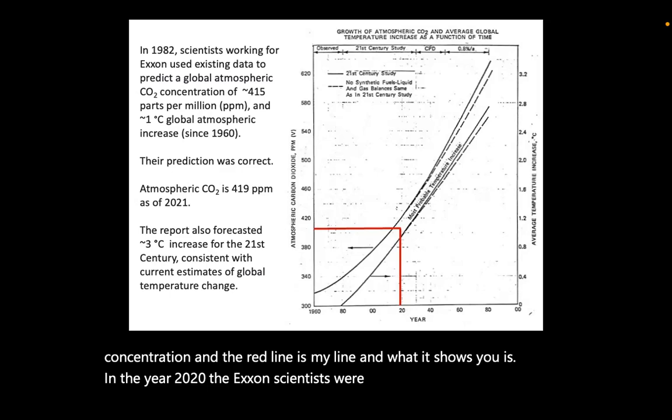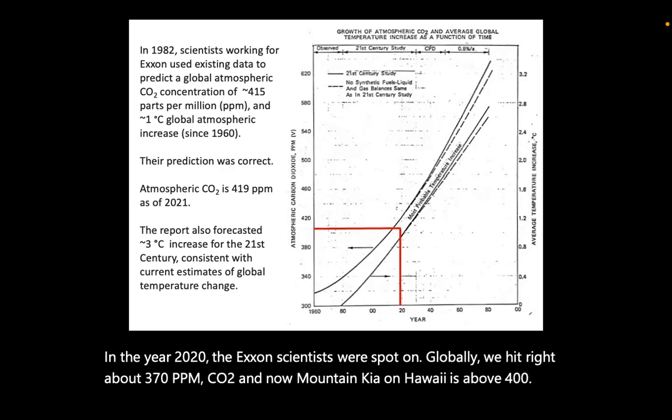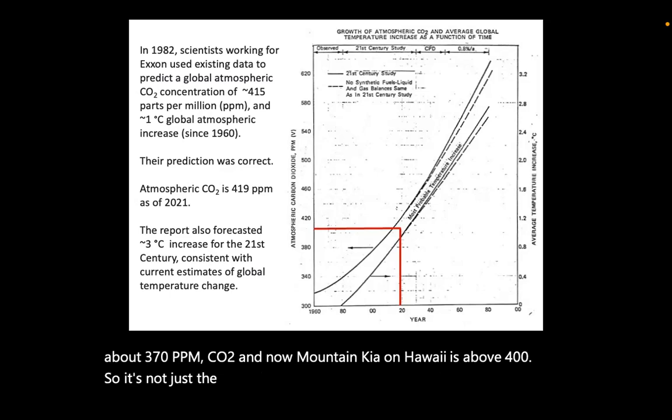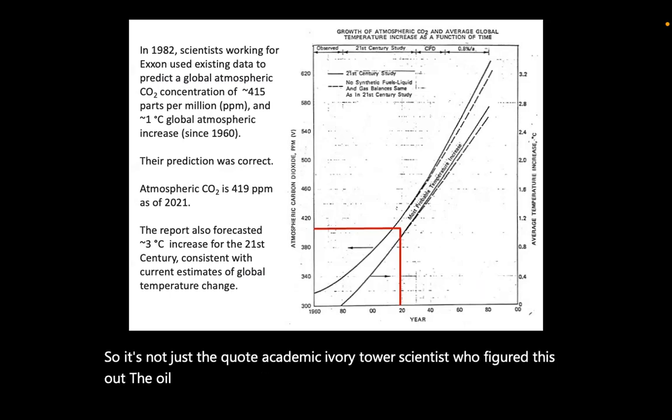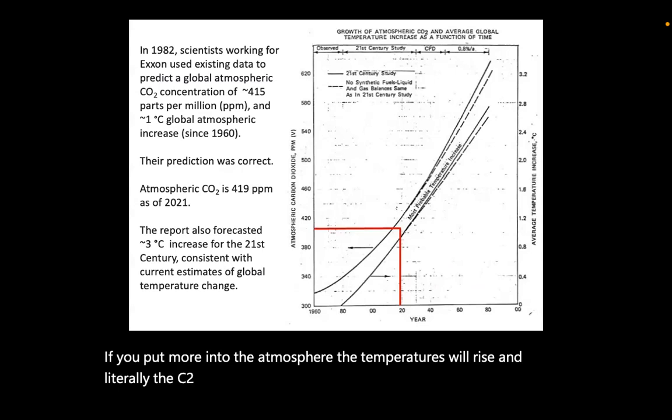Globally, we hit right about 370 ppm CO2. And now Mauna Kea on Hawaii is above 400. So it's not just the quote academic ivory tower scientists who figured this out. The oil companies have really smart people that work for them. And this is one of the duh. If you put more into the atmosphere, the temperatures will rise. And literally the CO2 concentration is exactly what ExxonMobil predicted. Isn't that amazing?